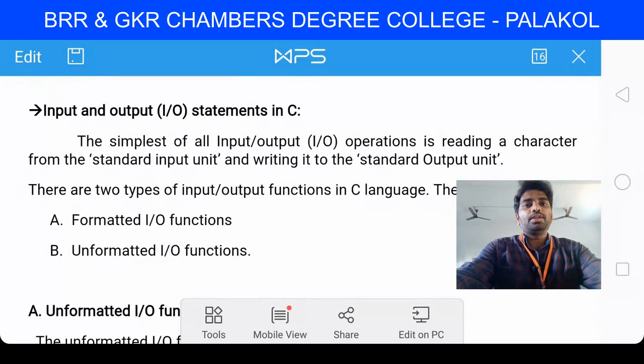Let us start input and output statements in C. The simplest of all input or output operations is reading a character from the standard input unit and writing it to the standard output unit. Input means reading characters and information, and output means writing to the standard output unit. This is divided into two types: formatted input/output functions and unformatted input/output functions.